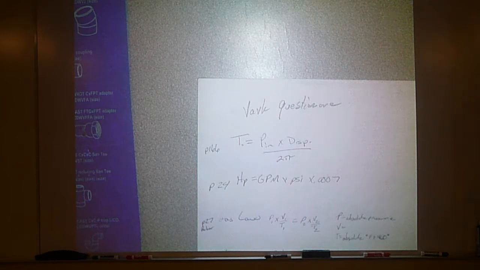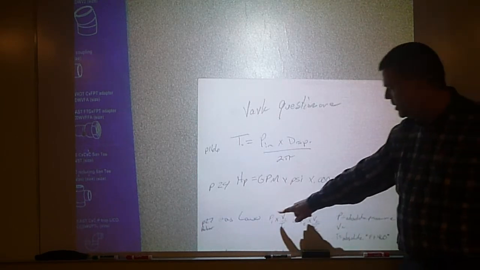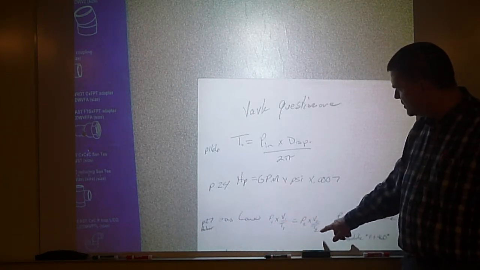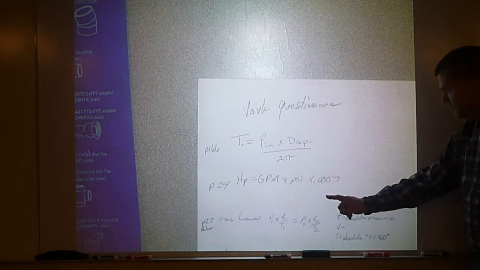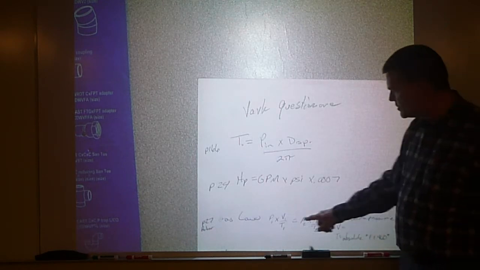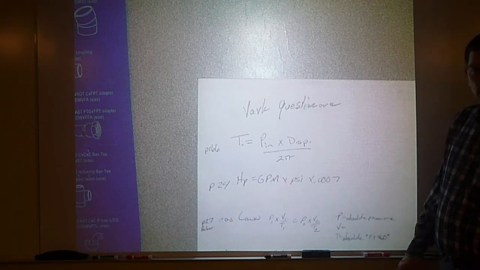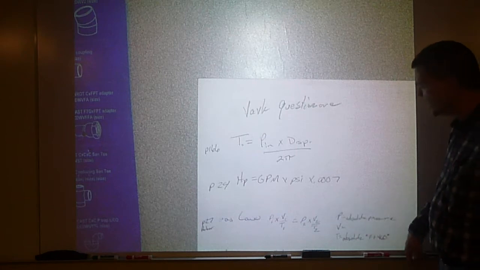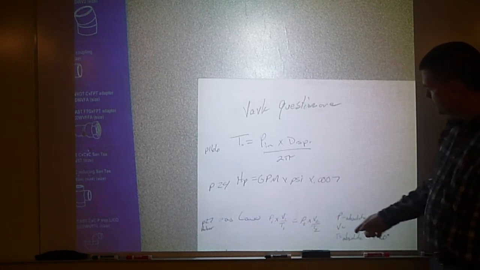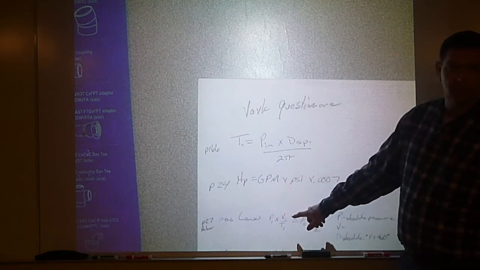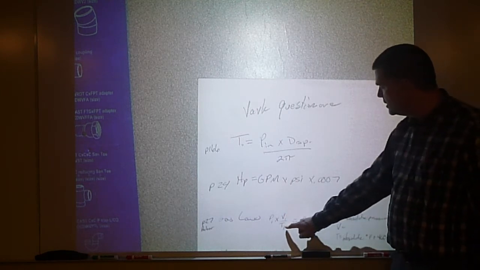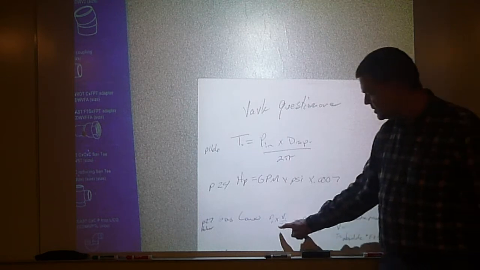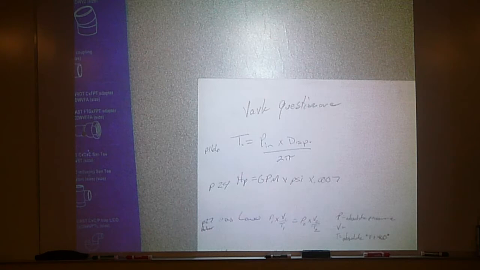So you're going to have that formula down here: P1 times V1 over T1 equals P2 times V2 over T2. The kicker to this is P equals absolute pressure. So absolute pressure, if it's gauge pressure, is pressure plus 14.7 psi. Volume can be cubic inches, it can be gallons, it doesn't really matter. It's directly related. T is absolute, so it's your Fahrenheit plus 460 degrees.